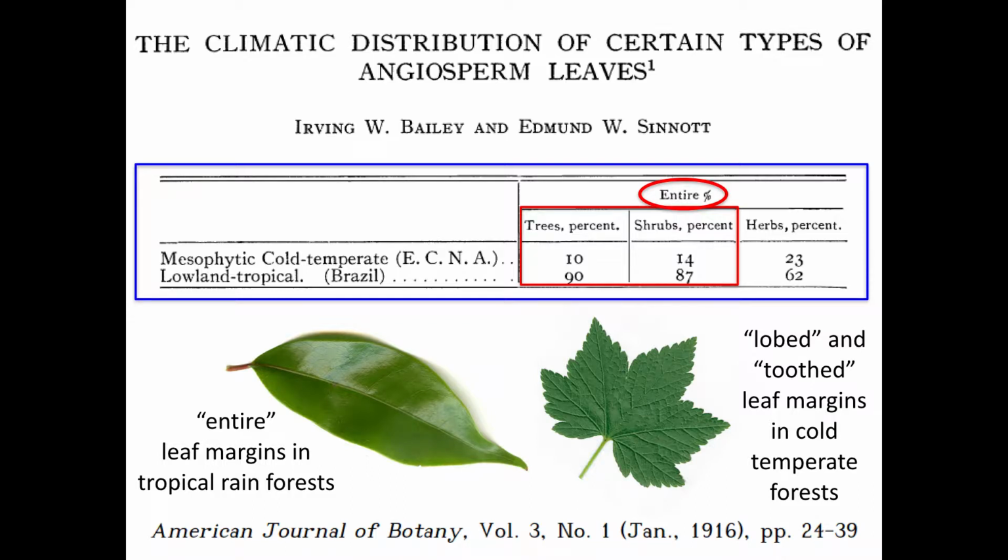This is what we call an entire leaf. This one is lobed, and it also has teeth on it. And what they discovered is that when you go around the world to different floras, there's definite patterns in how many of them are entire. So if you have a very large percentage of your plants in a particular place that have entire leaves, then that's going to be a warm tropical forest, a lowland tropical forest.